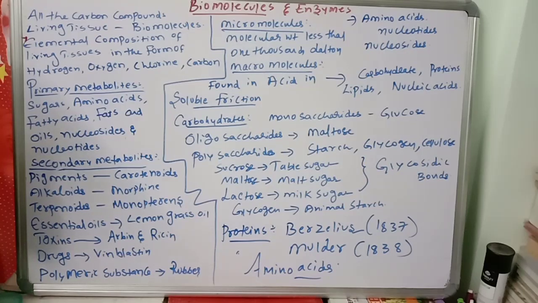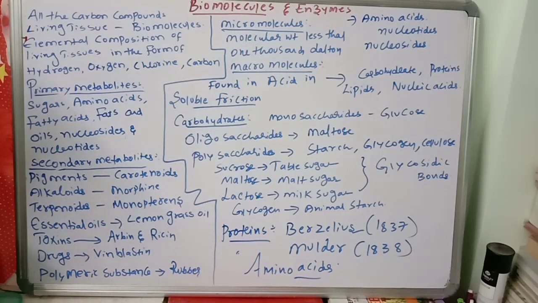So first, today we will discuss carbohydrates. What are carbohydrates? Come on, you tell. They are made of carbon, hydrogen, oxygen. So what are the carbohydrates in the sense? First, monosaccharides are there, disaccharides are there, and polysaccharides are also there. So what are the monosaccharides, what are the polysaccharides, what are the disaccharides will be discussed now.